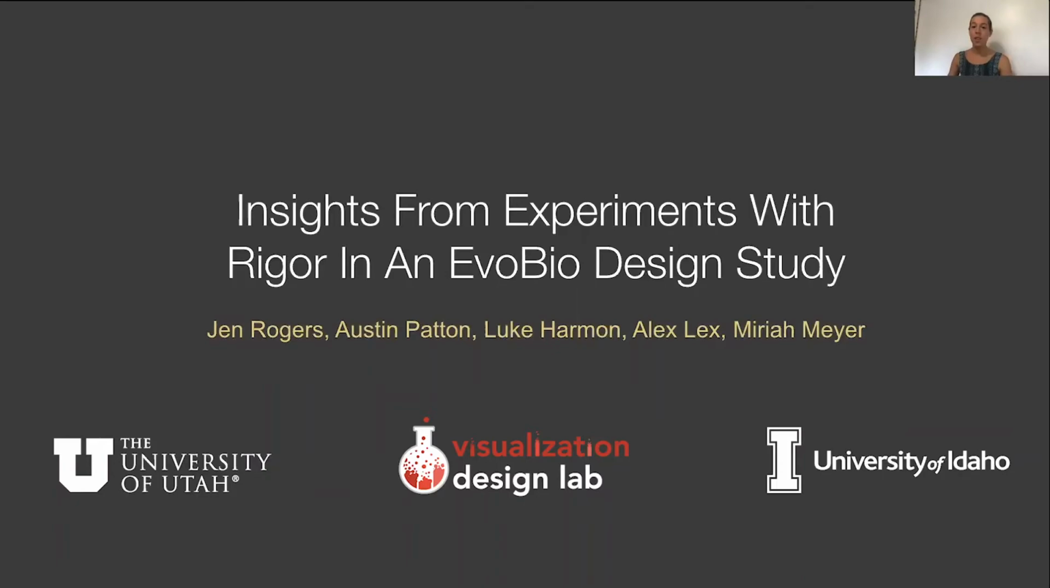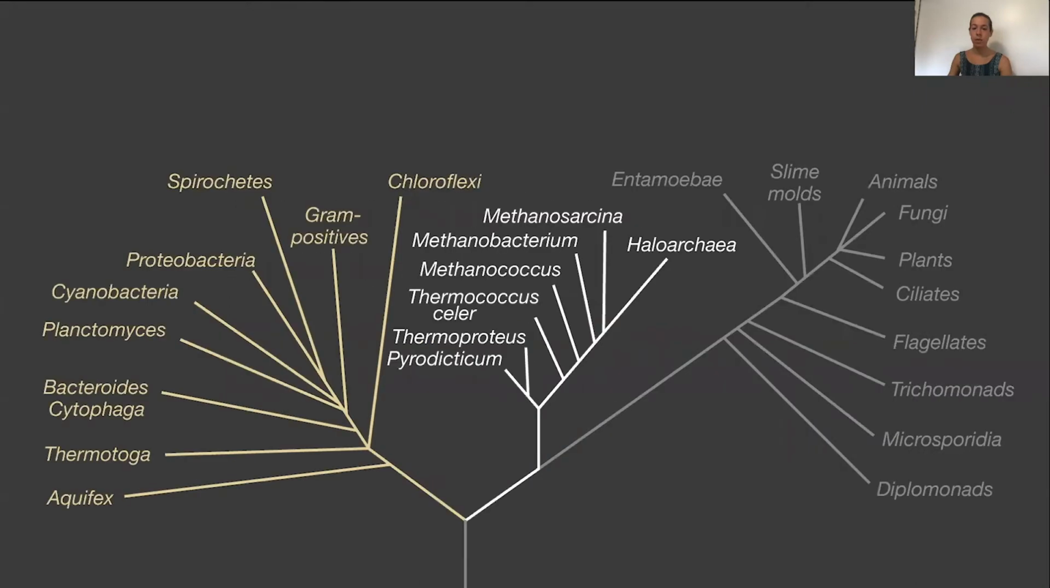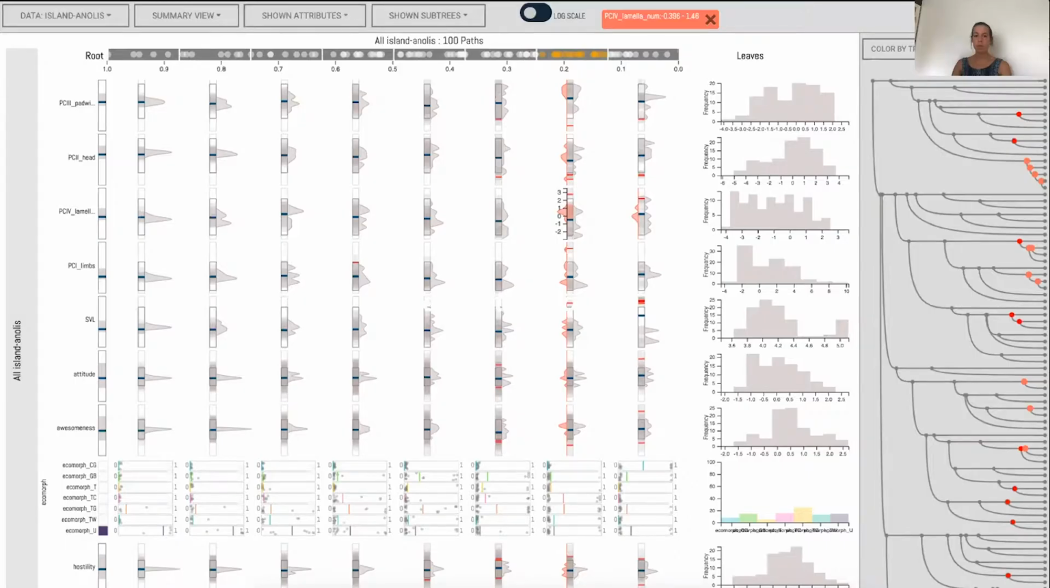Hi, my name is Jen, and I'm going to tell you about our design study we conducted with evolutionary biologists from the University of Idaho. These biologists work with complex phylogenetic tree data to answer questions about the diversity of life on Earth. We built a tool to visualize their data and iteratively refined the tool through user feedback. We conducted a case study too.